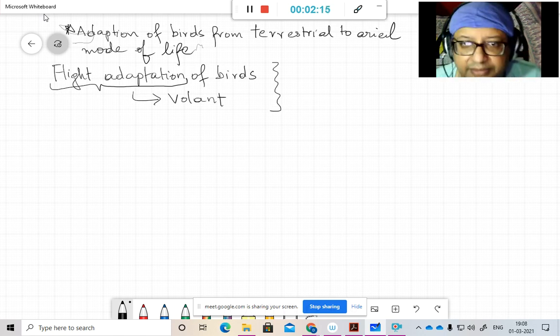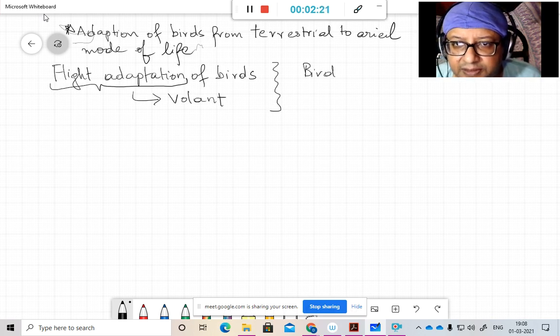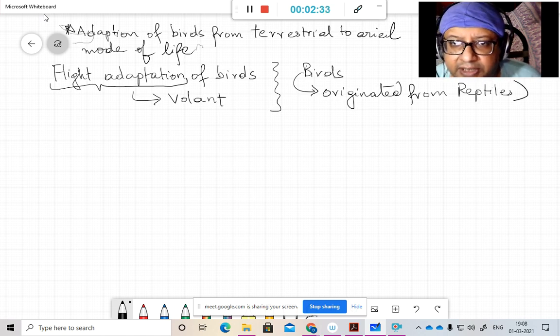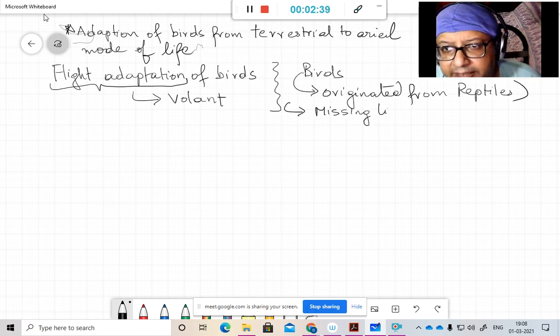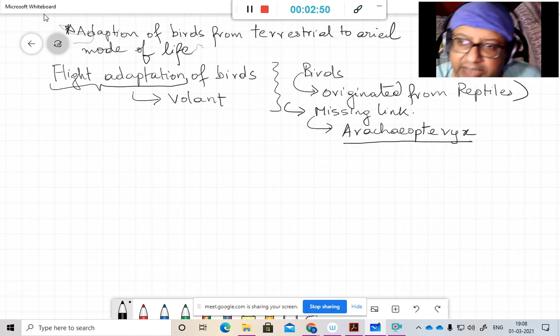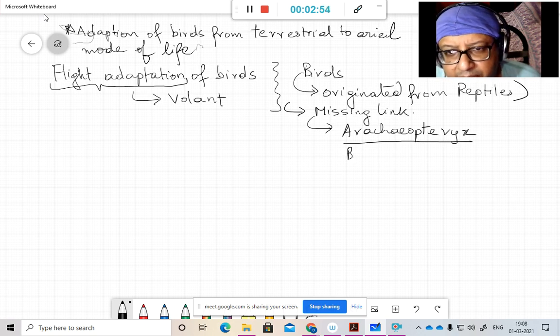So it is now very well established that the birds originated from reptiles. That is because they found a missing link, a bird known as Archaeopteryx, which had characteristics of both birds as well as reptiles.